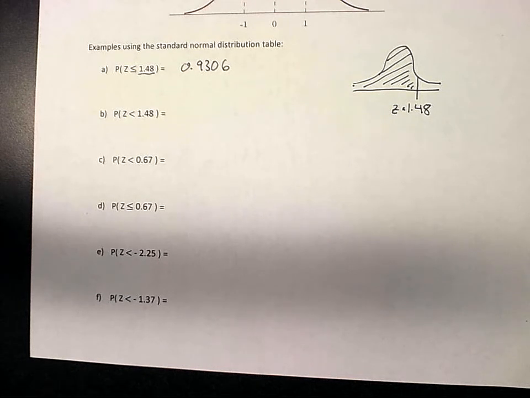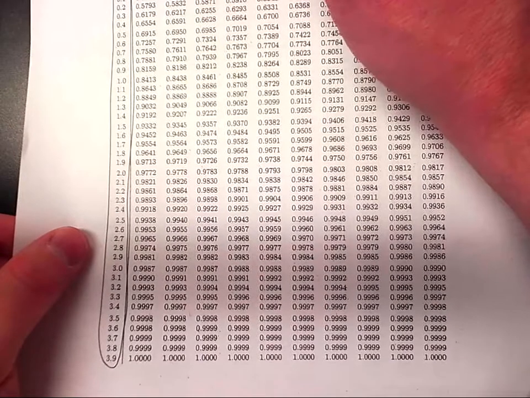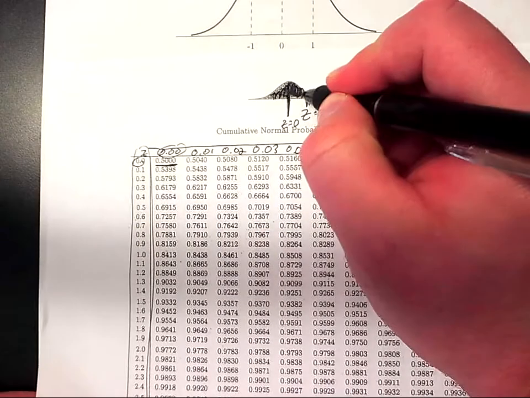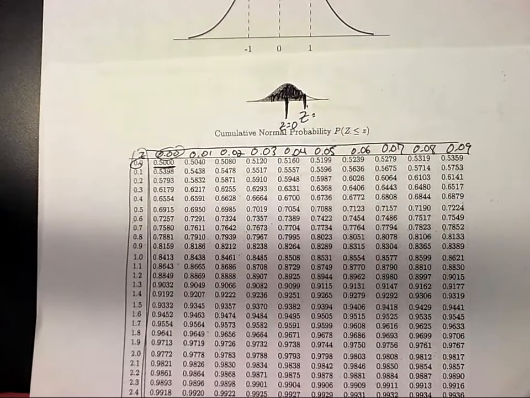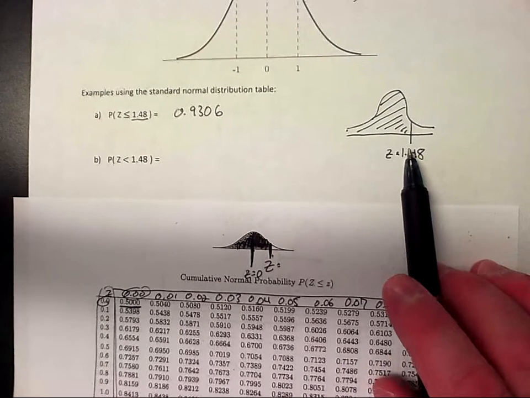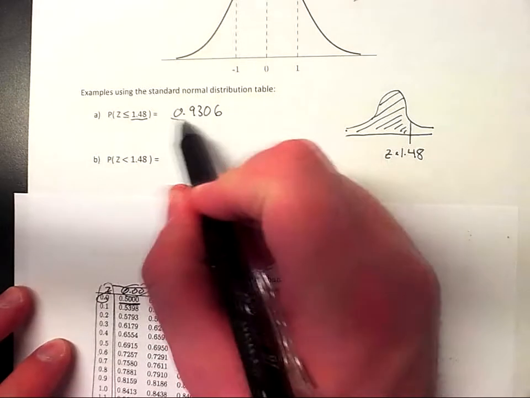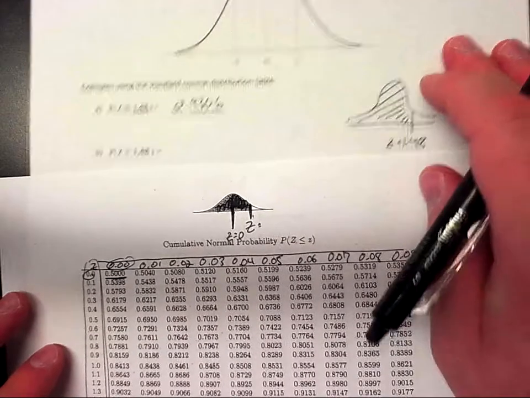The last thing that we have to ask ourselves is this. In our table, we're always shading to the left of the cutoff. In our graph, are we also shading to the left of that cutoff? Yep. So therefore, we know that this is the percentage that we're looking for.